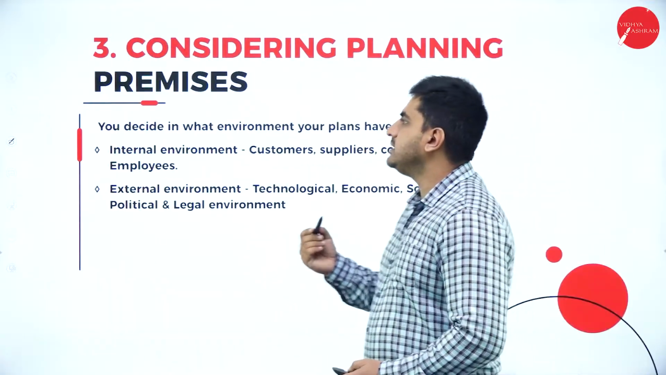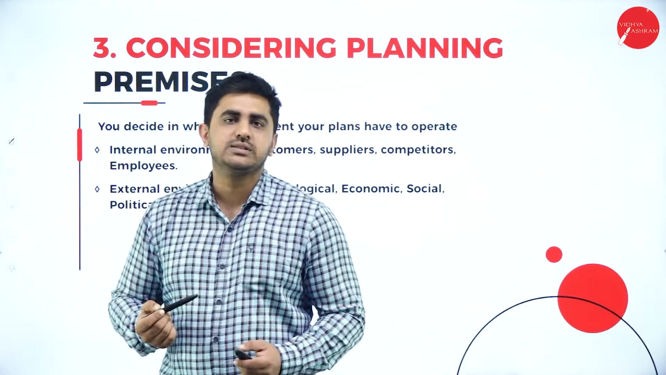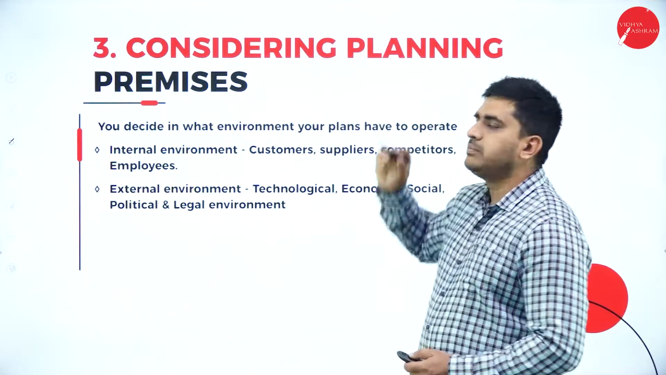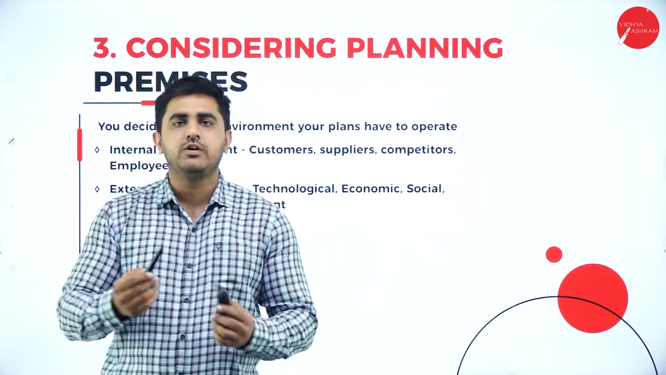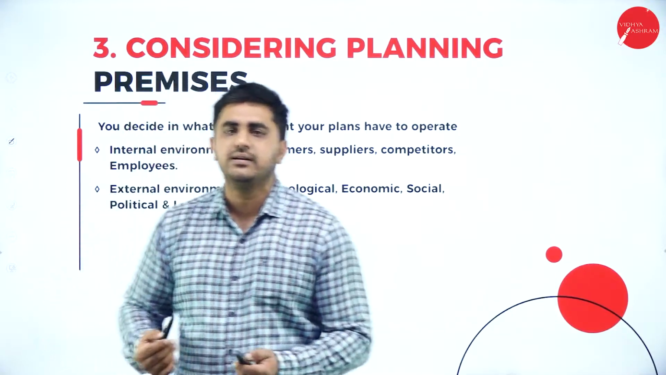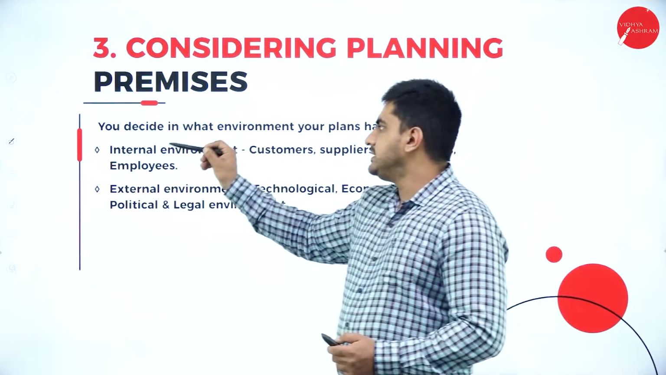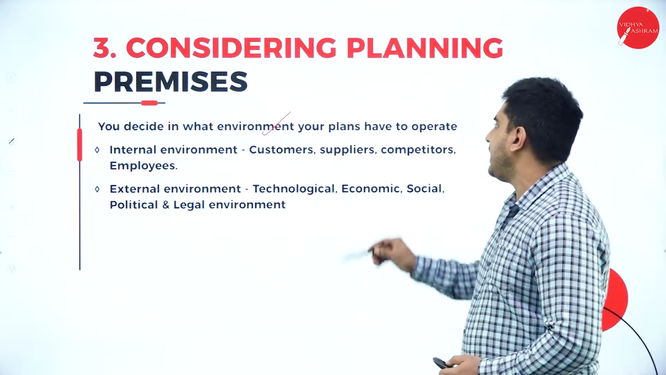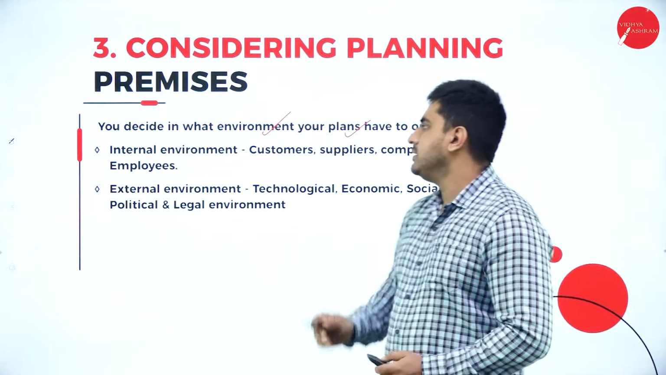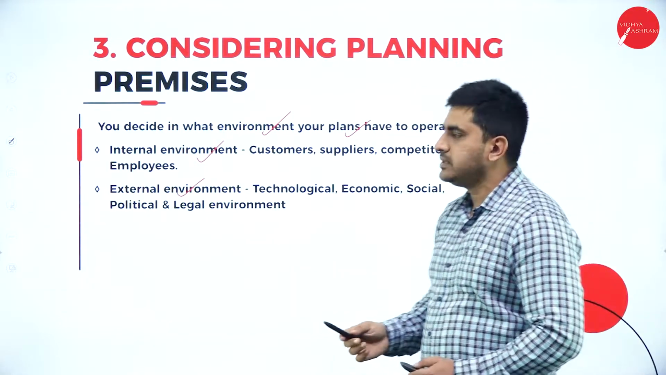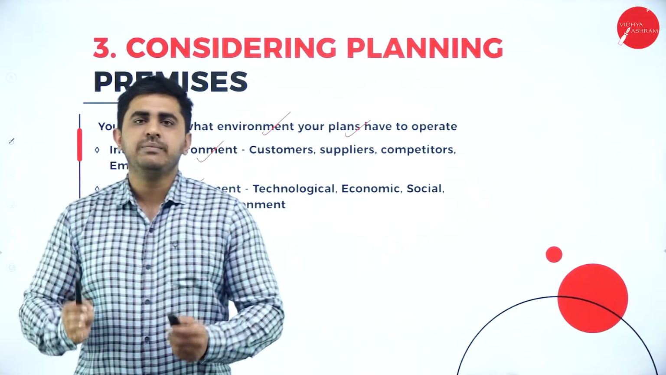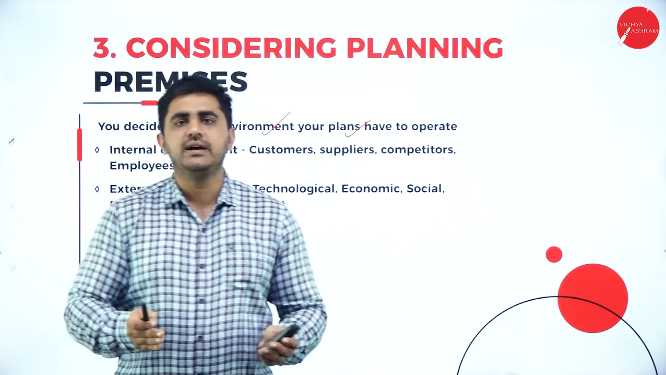Now we'll go to the third step in planning process, that is considering planning premises. So here you have to consider whether you want to plan for the internal environment or the external environment. So we will understand this. You decide in what environment your plans have to operate, whether it is internal environment or your external environment, because here you cannot implement the same plan for internal and external.